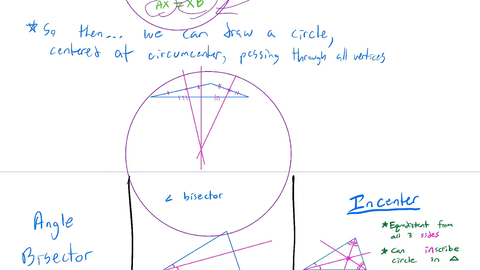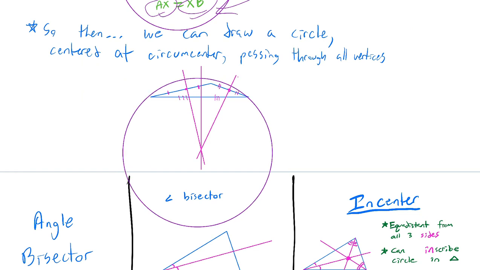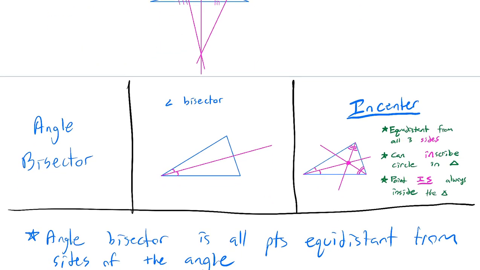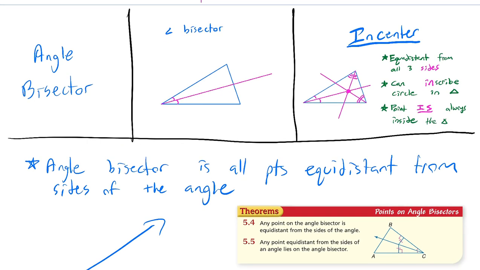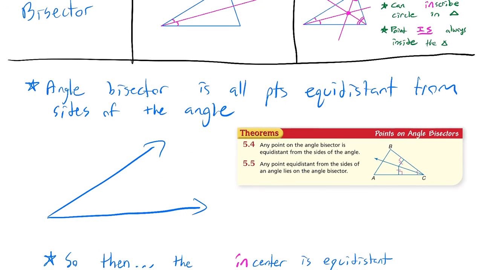Okay, I'm going to delete this circle because it's going onto my next page here. All right, so let's talk about the next one. An angle bisector is analogous to this, except instead of being equally distant from 2 points, these are all the points that are equally distant from the sides of the angle.